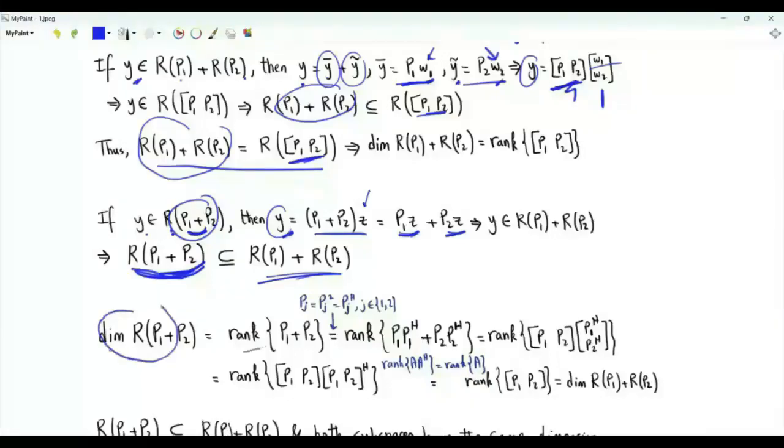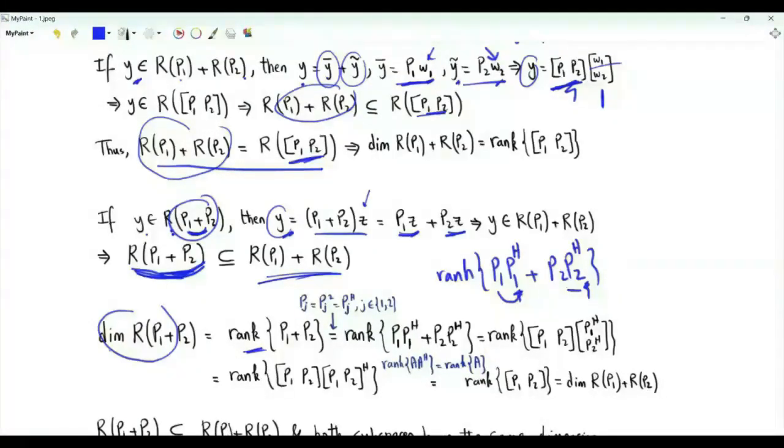Let's investigate the dimension of this subspace. The dimension of the range of the matrix is the rank of the matrix. So we have here the rank of P1 plus P2. Both matrices are idempotent. Each is equal to its square. So we can put P1 here and P2 here. P1 squared is P1, P2 squared is P2. The orthogonal projectors are also Hermitian. We can write this P1 as P1 Hermitian, that P2 as P2 Hermitian.